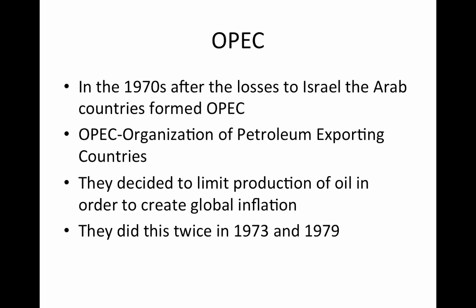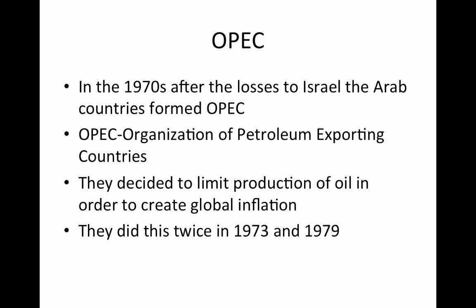Now, a little bit about OPEC, because this is really important for understanding the fight that took place. OPEC, like I said, was the Organization of Petroleum Exporting Countries. In the 1970s, the Arab countries joined together because of the loss to Israel, and they believed instead of using military to try and fight the West, they would use economics. So what they did was they lowered the production of oil, which created a massive global inflation. And they did this twice, in 1973 and 1979.